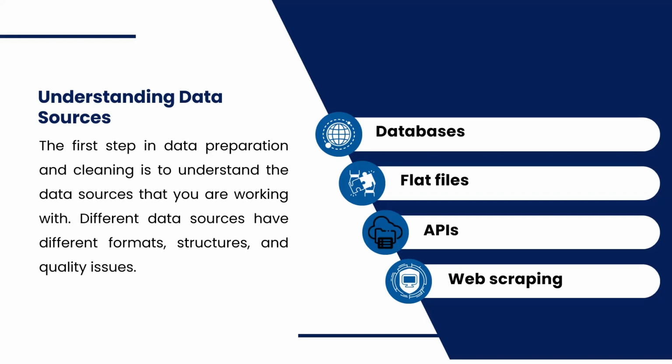Then we have the APIs. APIs are programming interfaces that allow you to access data from external systems. APIs are often used to retrieve data from databases and web services. And finally, we have web scraping. Web scraping is the process of extracting data from websites. Web scraping can be used to collect data from news articles, social media, and e-commerce websites.